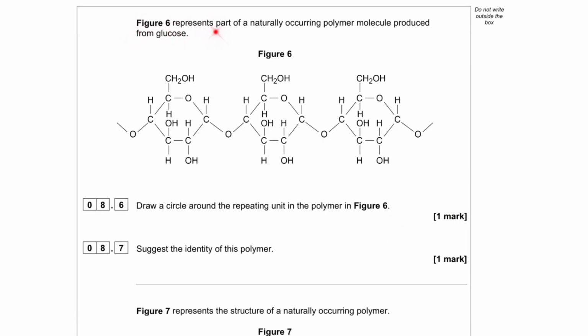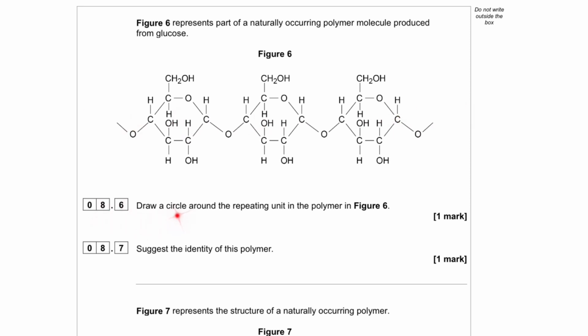Figure 6 represents part of a naturally occurring polymer molecule produced from glucose. So here's the polymer molecule. That's a unit. This is a monomer. This is a trimer, because it's 3 of them so far. And many more would be a polymer.